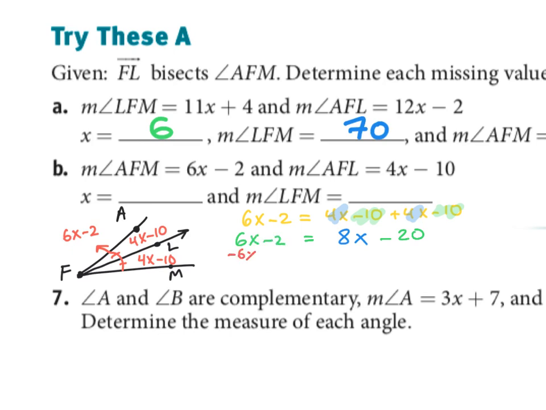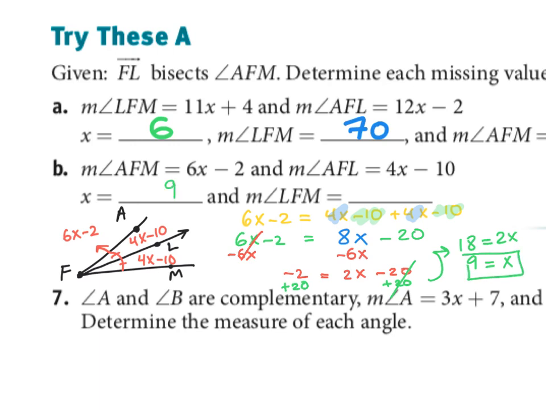I'm going to subtract 6x from both sides, so I get negative 2 is equal to 2x minus 20. Then I'm going to add 20 to both sides. Negative 2 plus 20, so different signs, you do the difference. So that's 18 equals 2x. So x is equal to 9 if you divide both sides by 2. So x is equal to 9.